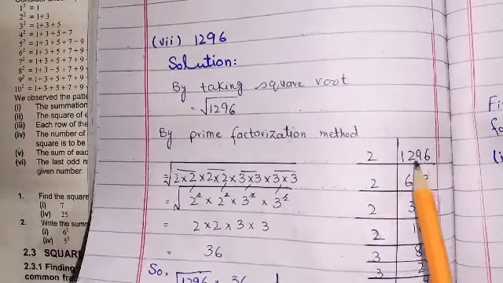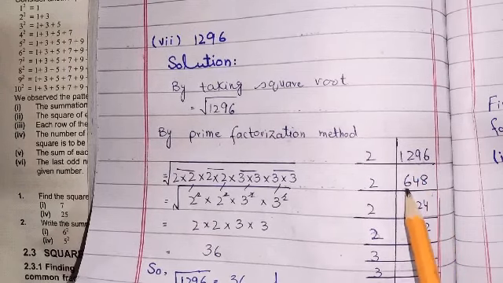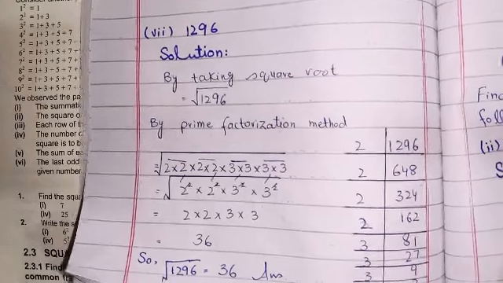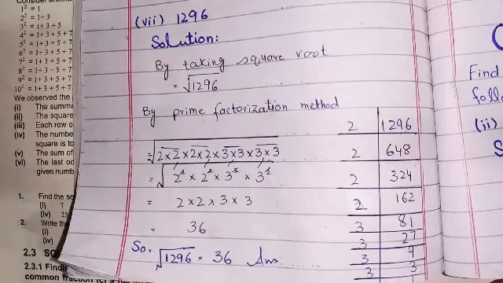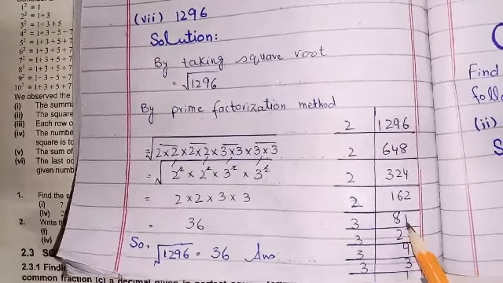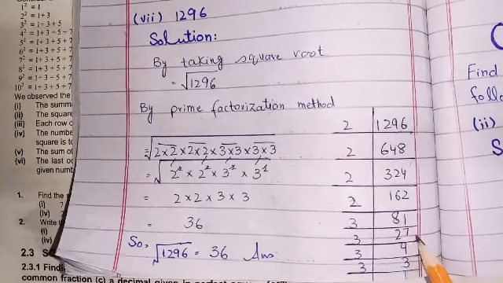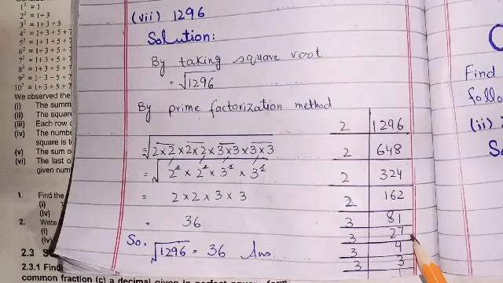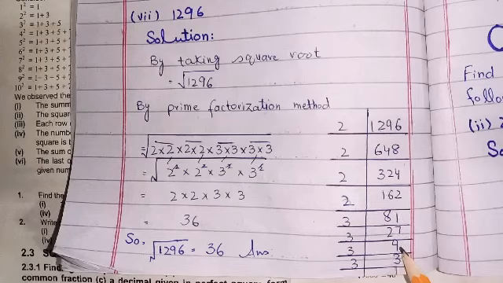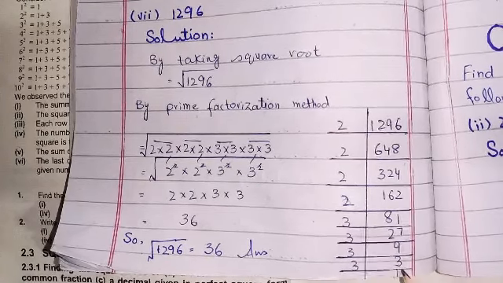When we divide 1296 with 2 we got 648, and when we divide it with 2 we got 324, and when we divide 324 with 2 we got 162, and when we divide 162 with 2 we got 81. 81 is not divisible by 2. Now students, we will divide 81 with 3, we got 27. Again 27 is divisible by 3, so we got 9, and 9 is again divisible by 3, we got 3, and then 3 is only divisible by 3, so 3 ones are 3.